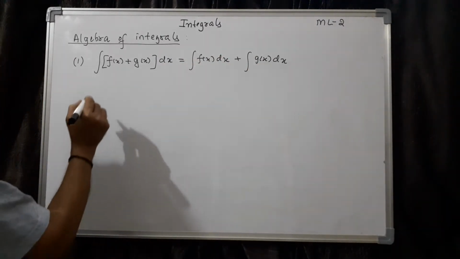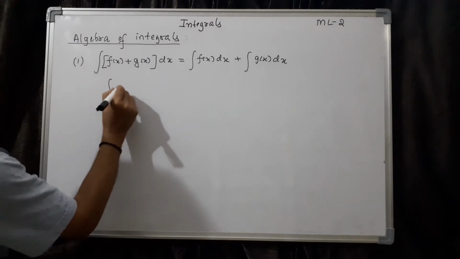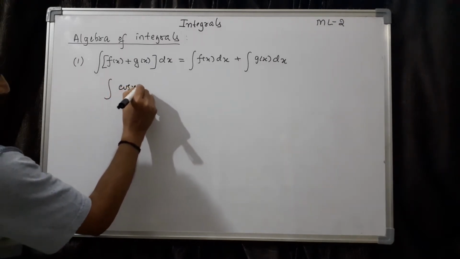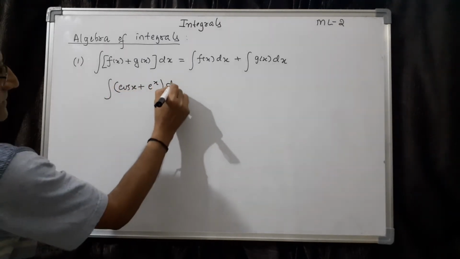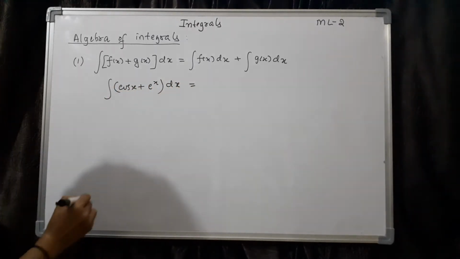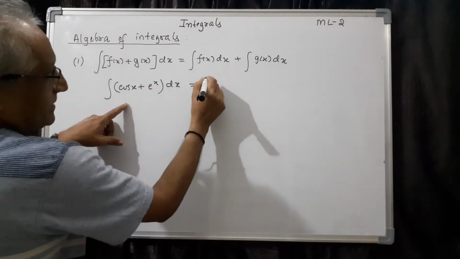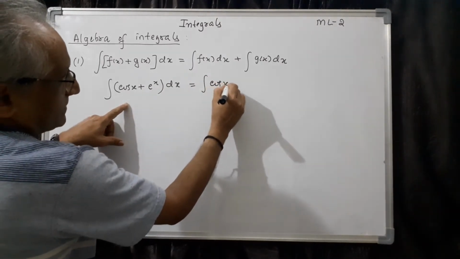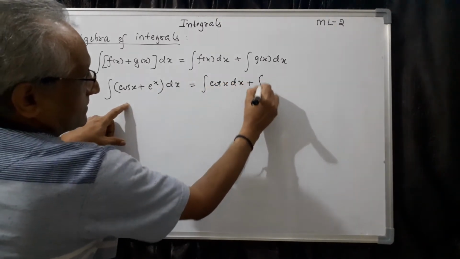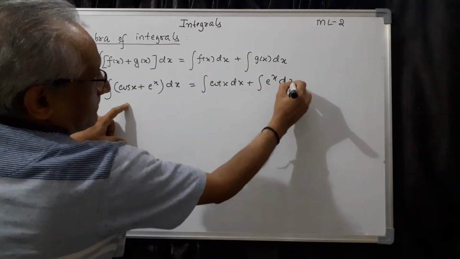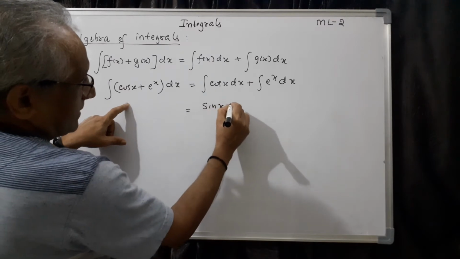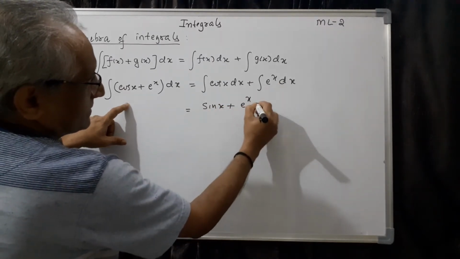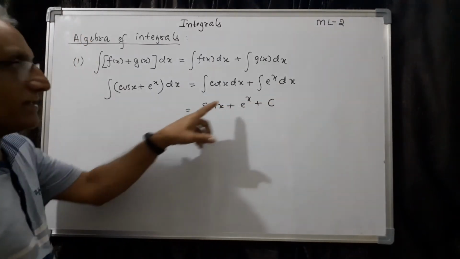For example, suppose you want to find the integral of cos x plus e to the x, then dx. What you can do is split them like this: integration of cos x dx plus integration of e to the x dx. Then you know integration of cos x is sin x and integration of e to the x is e to the x. Then at last you can write c. C you have to write last.